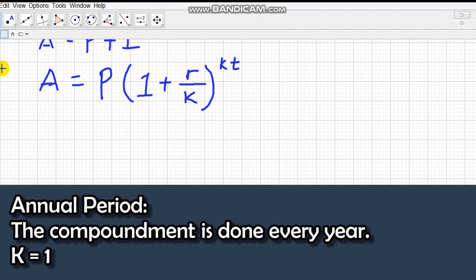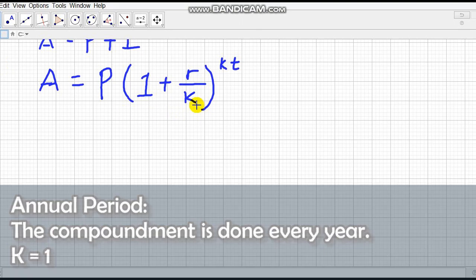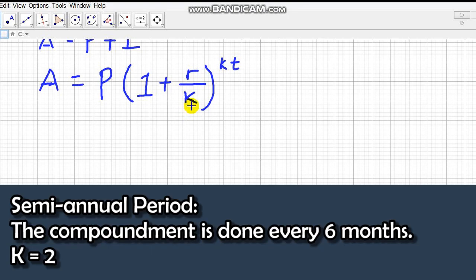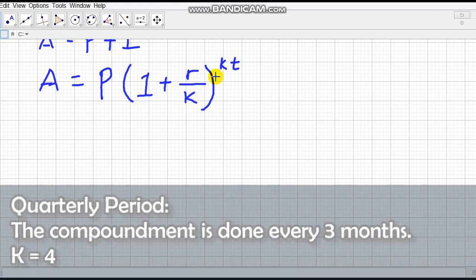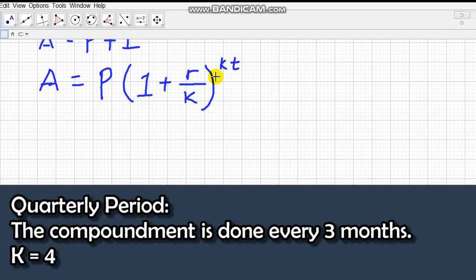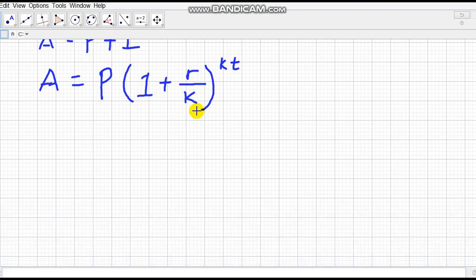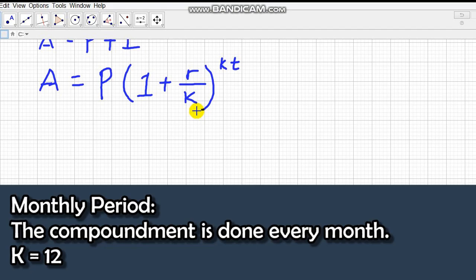We have 4. The first one is annual. When we say annual, the compounding is done every year, and the value of K is equal to 1. The second is semi-annual. The compounding is done every 6 months, and the K there is equal to 2. Why is it 2? Because there are 2 compoundings in 1 year. For quarterly, the compounding is done every 3 months. K is equal to 4 because there will be 4 compoundings in 1 year. So 3, 6, 9, 12. And for the last one, it's monthly. The compounding is done every month. So K is equal to 12 there because there will be 12 compoundings in 1 year.